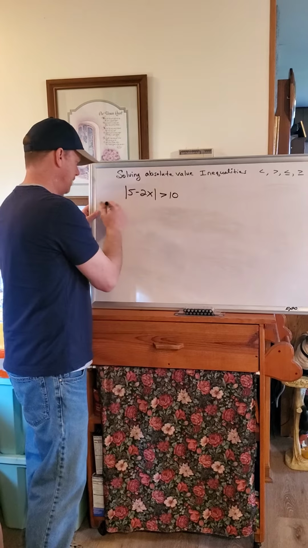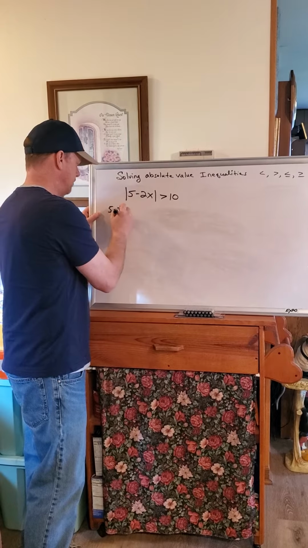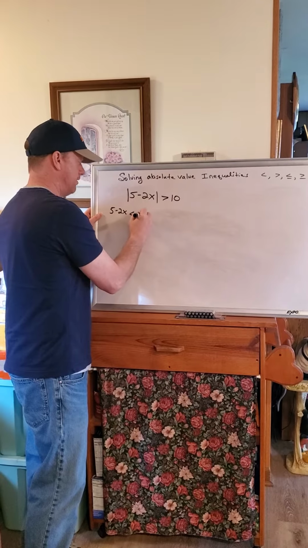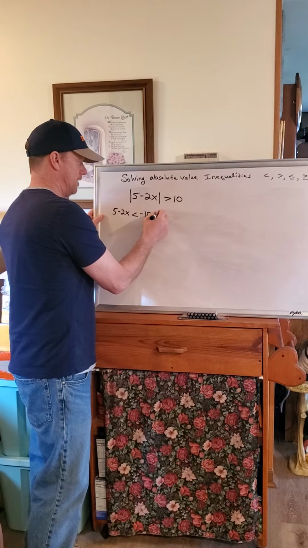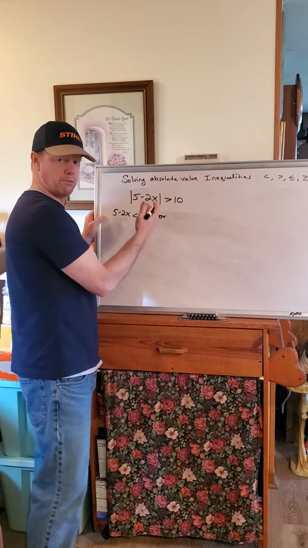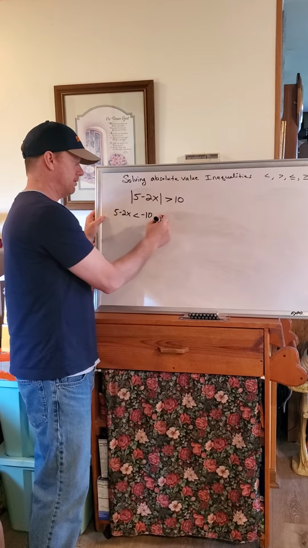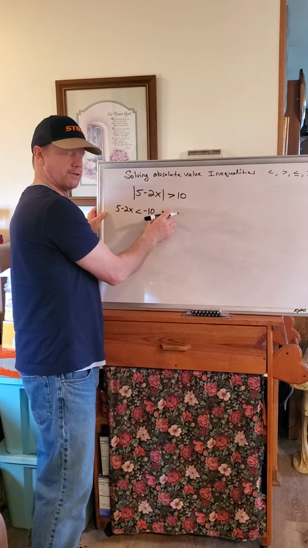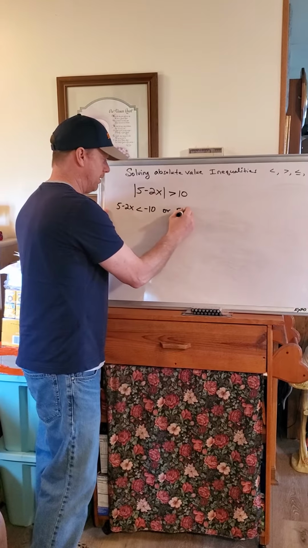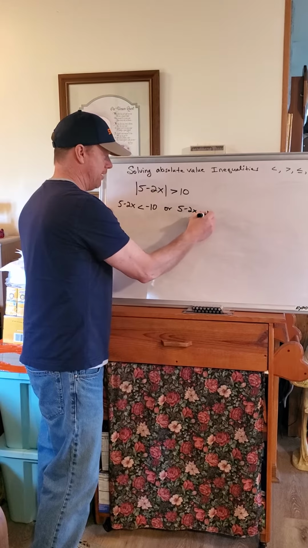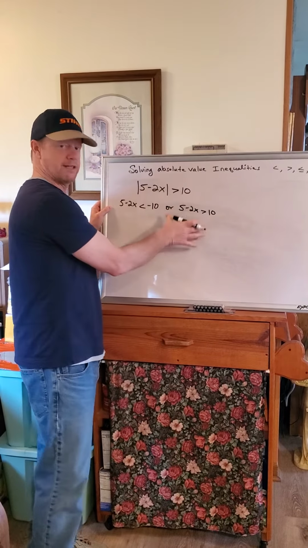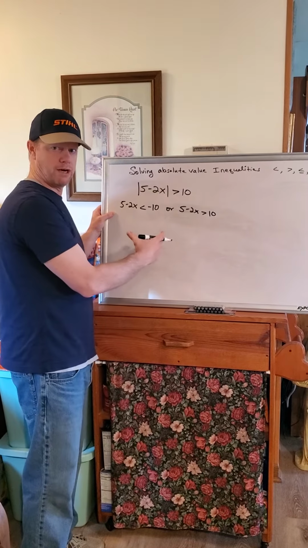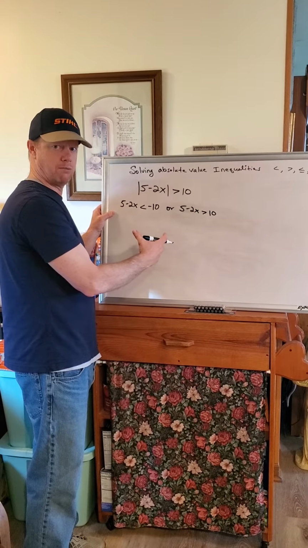You're gonna set what's on the inside, 5 minus 2x in this case, to be less than the negative of this number. So it's less than negative 10, or, that's the important word on these types of problems that are absolute value greater than or equal to, or 5 minus 2x is greater than the positive of this number. So that's how we split it out. We solve both sides here, and the whole entire thing will be the answer to our problem.